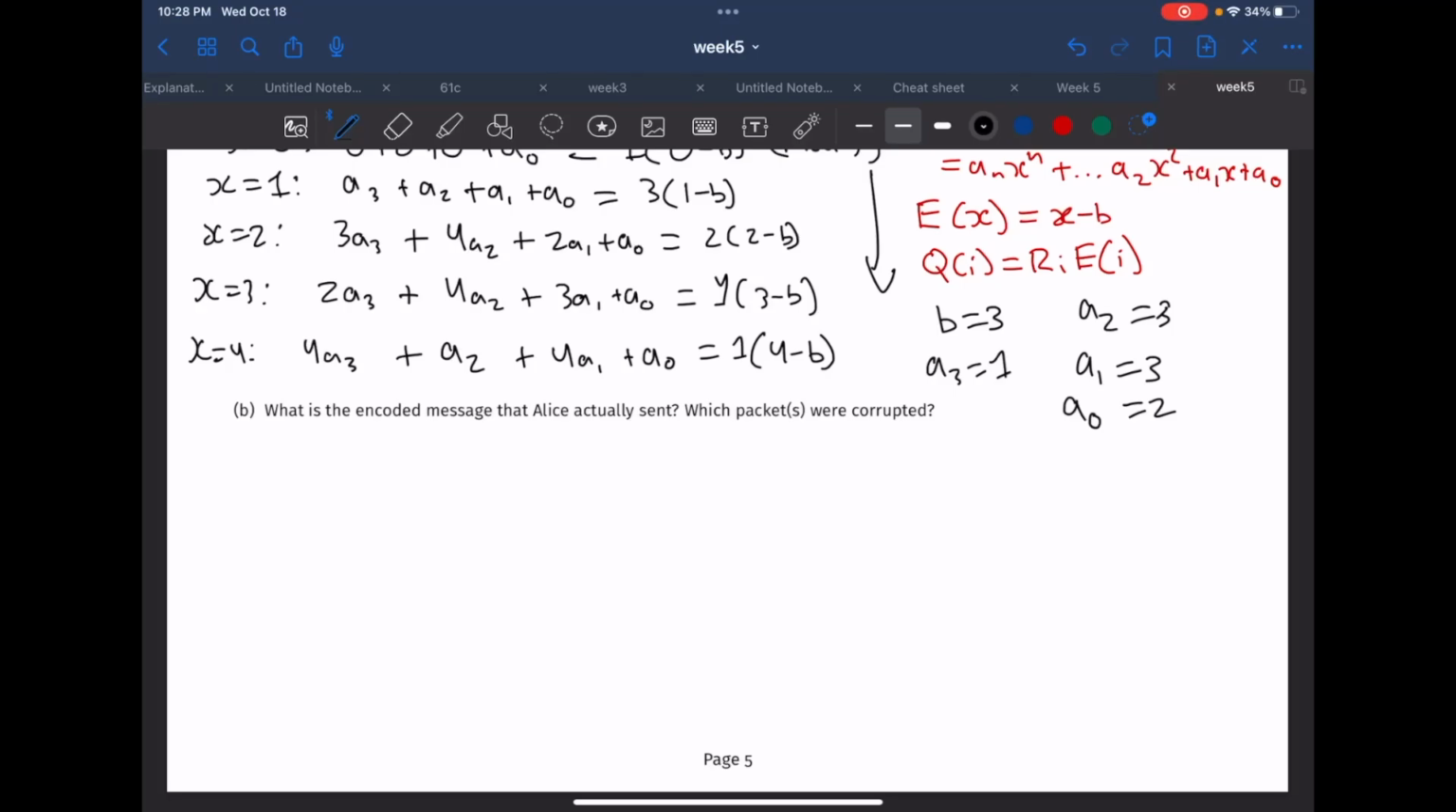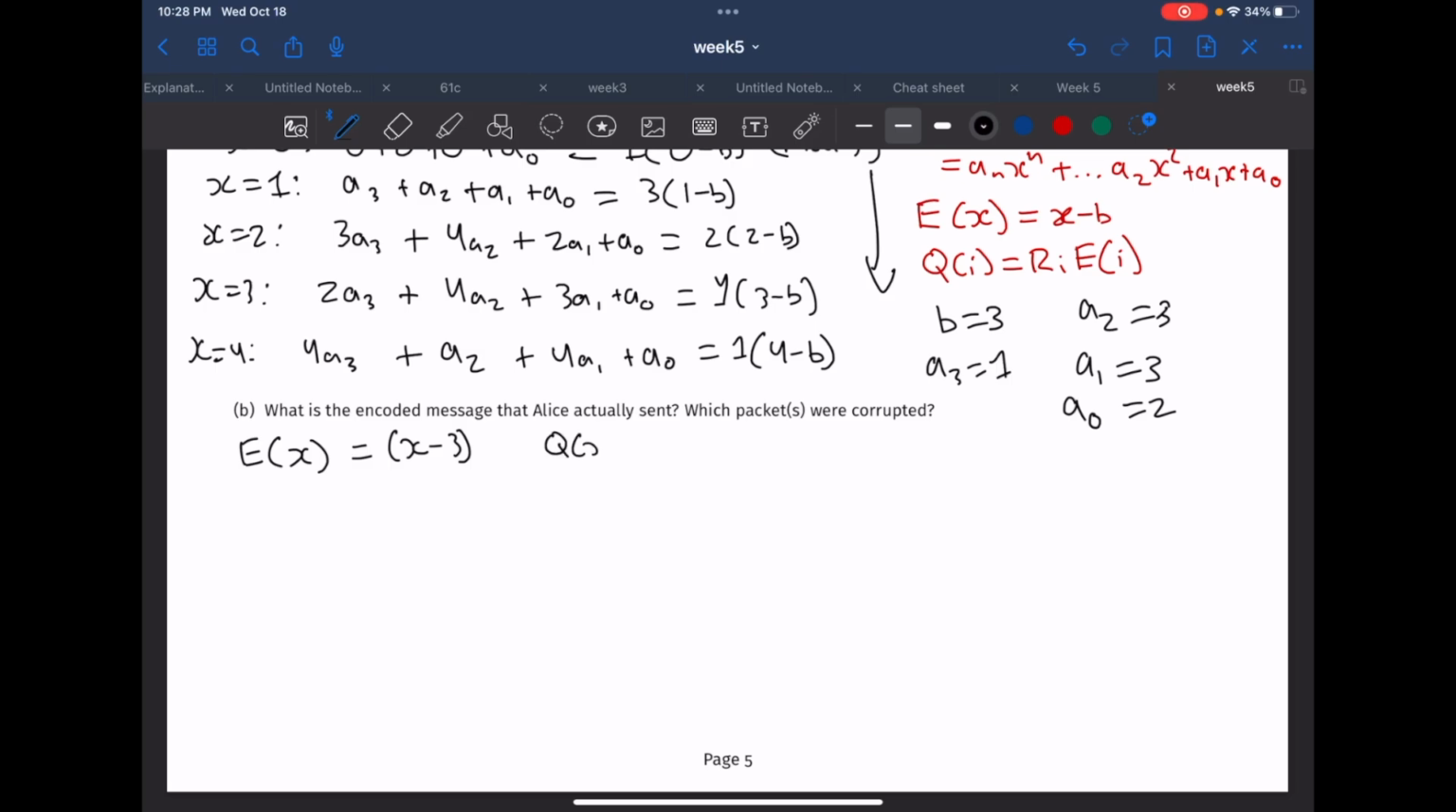So for the next part of this question, we need to find the encoded messages that Alice actually sent and which packets were corrupted. From the previous part of this problem, we found the values for the coefficients of Q of x as well as the value for b in E of x, the error polynomial. If we remember that E of x takes the form x minus b, we found b to be 3, so we know that E of x is equal to x minus 3.